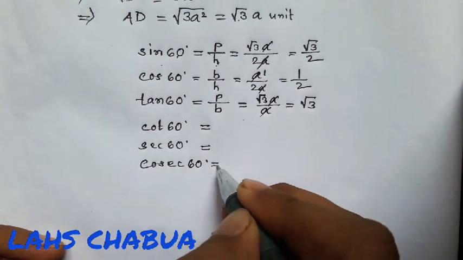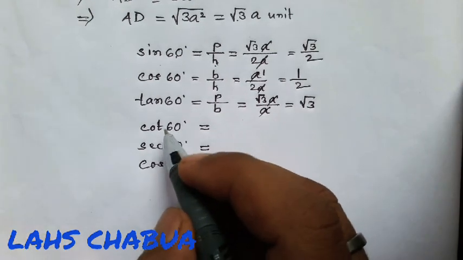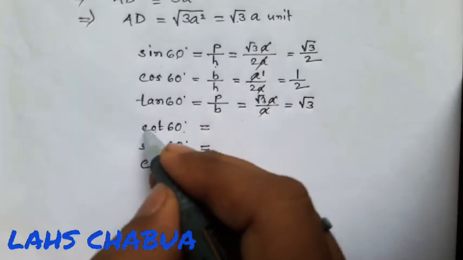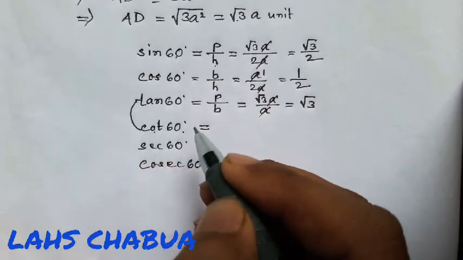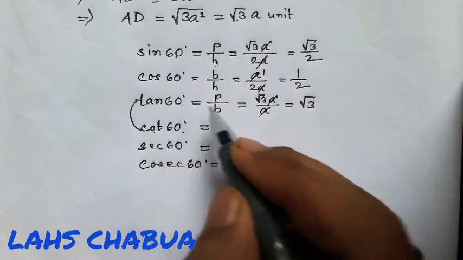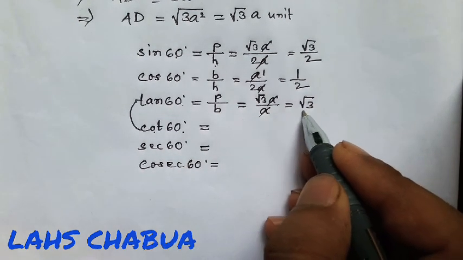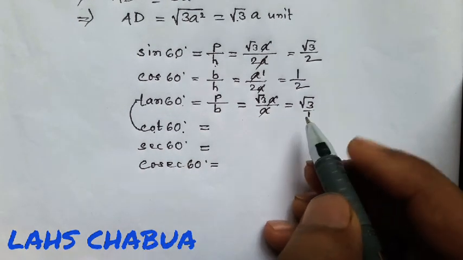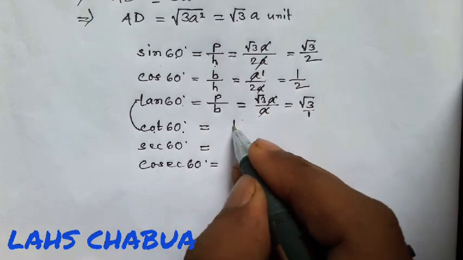Okay. How can we derive the value of cot 60 degree? As you know, cot is just the reciprocal of tan. So since tan 60 is root 3, the reciprocal of root 3, see, 1 is here at the numerator place, make it reciprocal, 1 by root 3.